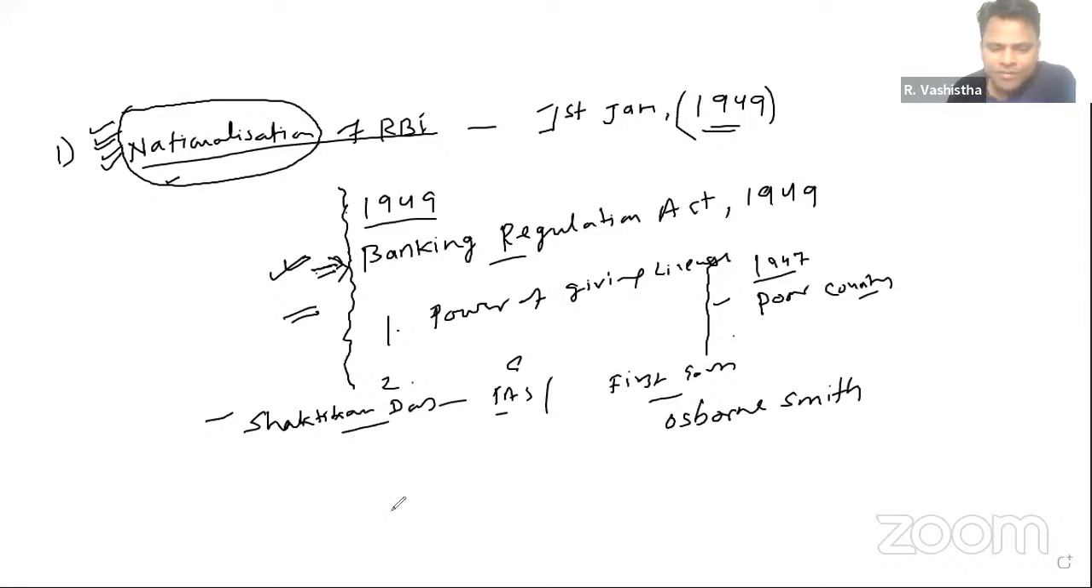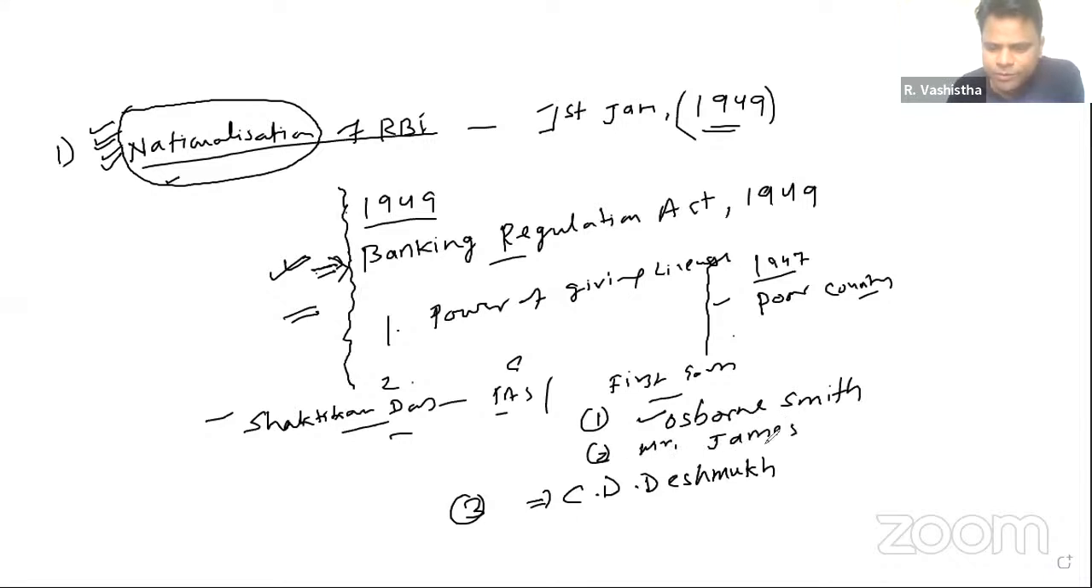Then who was the first governor of RBI from India? First Indian governor of RBI. C.D. Deshmukh. C.D. Deshmukh was the first Indian governor of RBI, right? In fact, he was the third governor of RBI. The first governor, Osborne Smith. The second was Mr. James from UK, and the third was from India, C.D. Deshmukh.